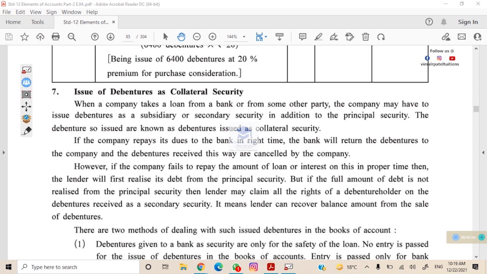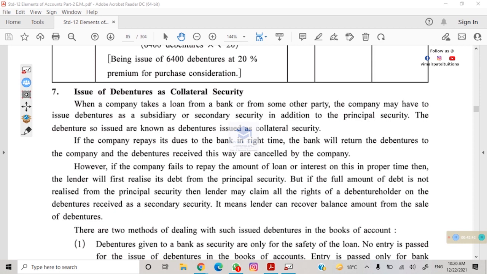When company takes a loan from bank or from some other party, company may have to issue debenture as a subsidiary or secondary security. That is called collateral. If the assets which have been mortgaged are insufficient, then the lender will sell the debentures. They are called debentures issued as collateral security. If the company repays its dues to bank in right time, bank will return the debentures. But if company fails to pay the loan, the bank will sell the debentures and realize their money.